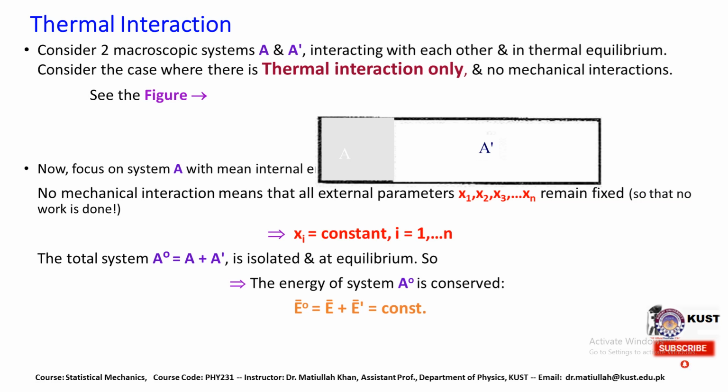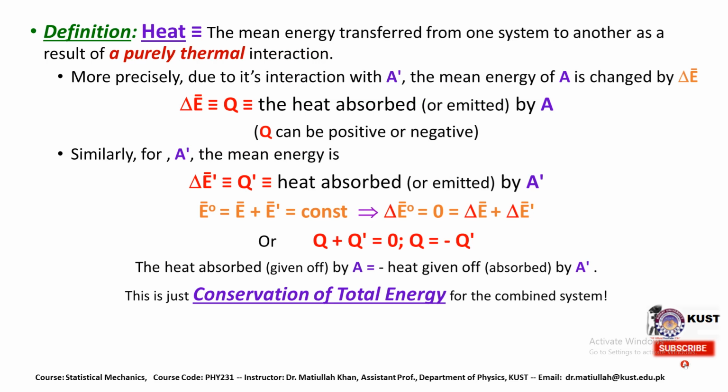So if we consider both the systems as a single system, the total energy of that system is conserved and the external parameters also remain fixed, but the two systems, A and A dash, which are actually combined in the A0 system, have their energy exchanged with each other. So this is out of thermal interaction.